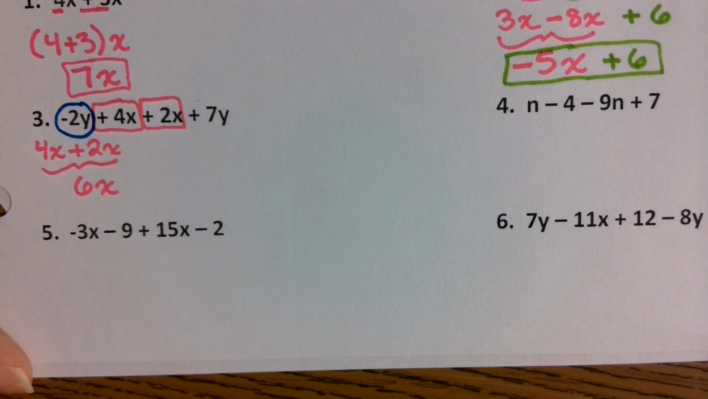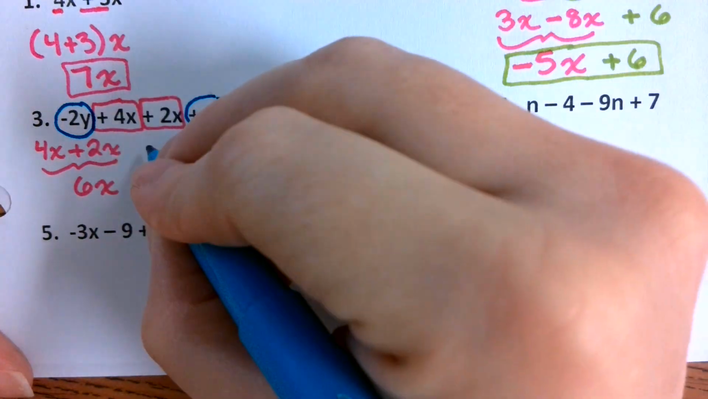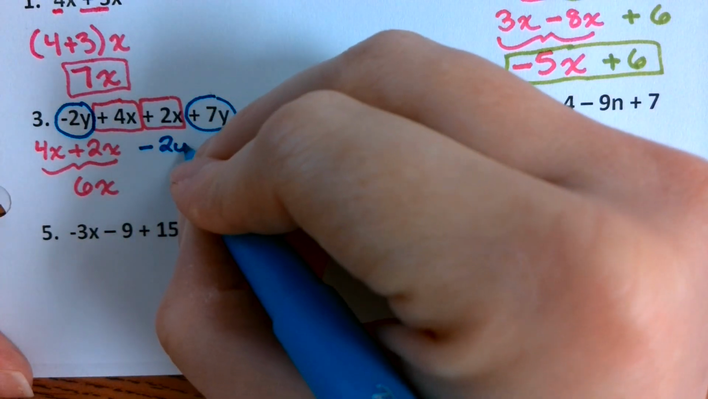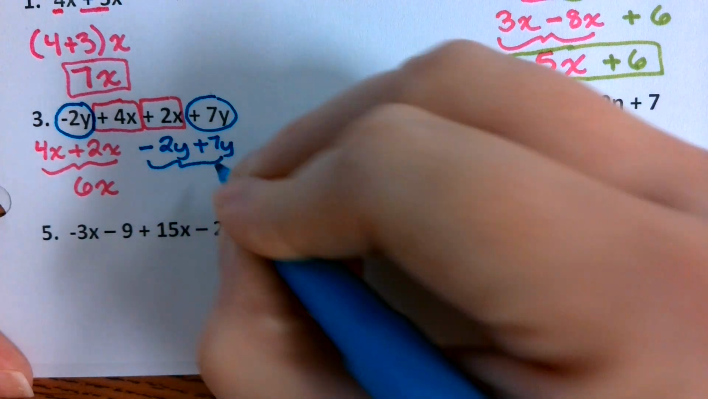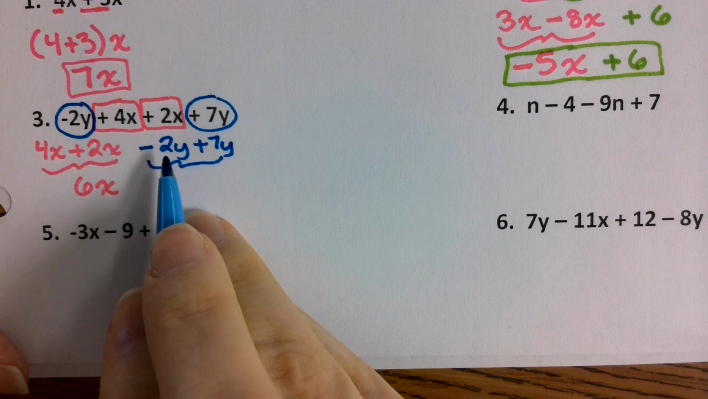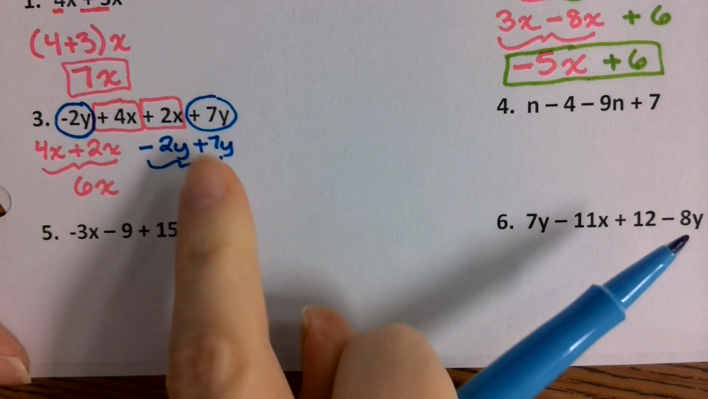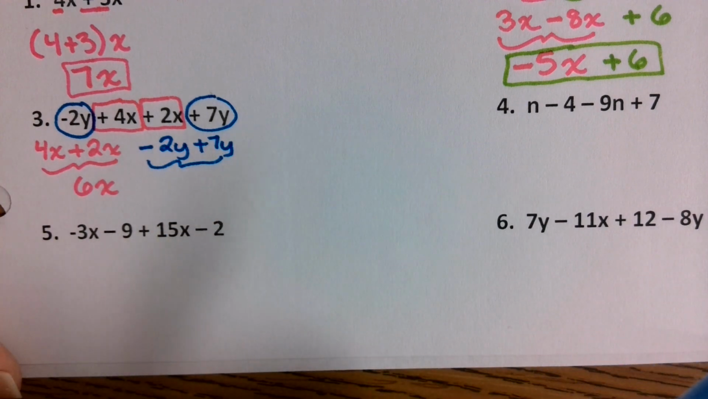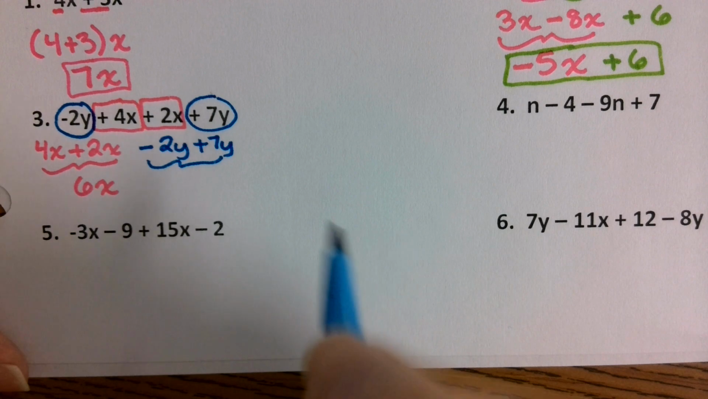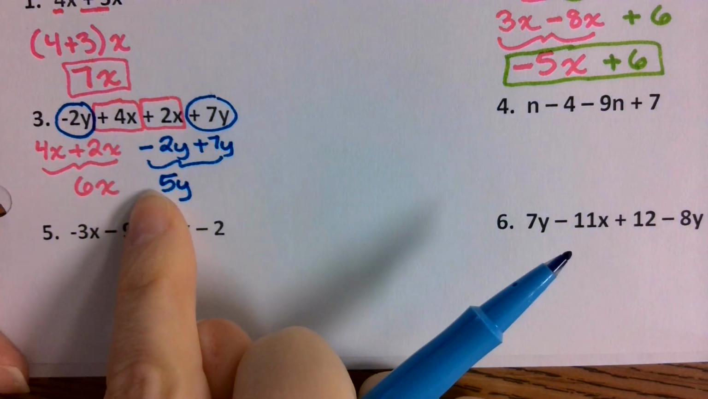Yeah, Aisha? 7y. Is it positive or negative? Positive. So I have a positive 7y. So I've got negative 2y plus 7y. I need to go ahead and simplify that. So what is negative 2y plus 7y going to be? Basically, in your calculator, you could do negative 2 plus 7. What's negative 2 plus 7? 5. Okay, so now I'm going to write 5y.